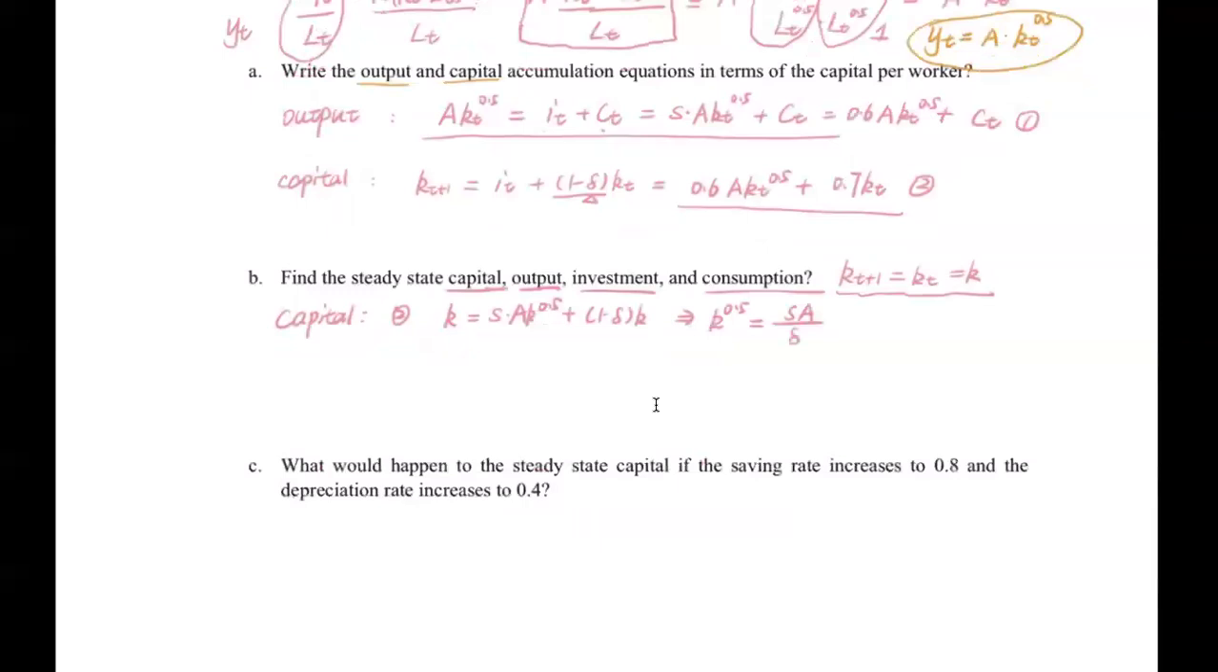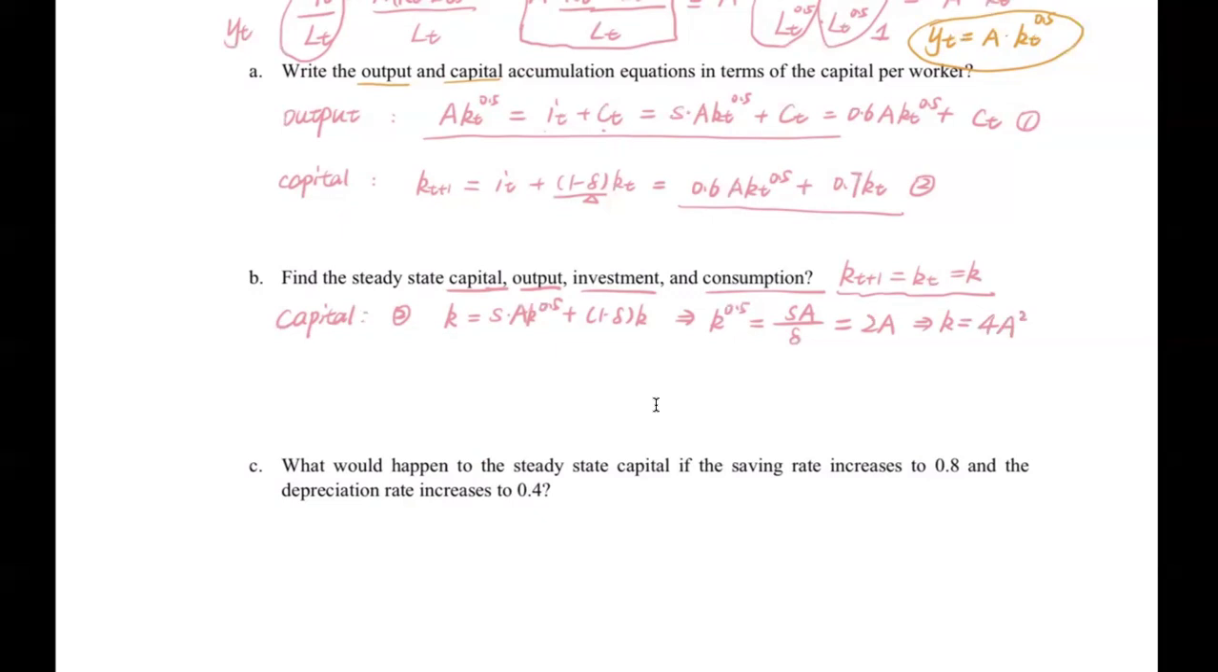Okay, now here you know S is 0.6, right? The A is a constant value and we don't know it. And delta is 0.3. So now you get K to the power of 0.5 is 2A. So you can get K equals 2A squared, which is just 4A squared.